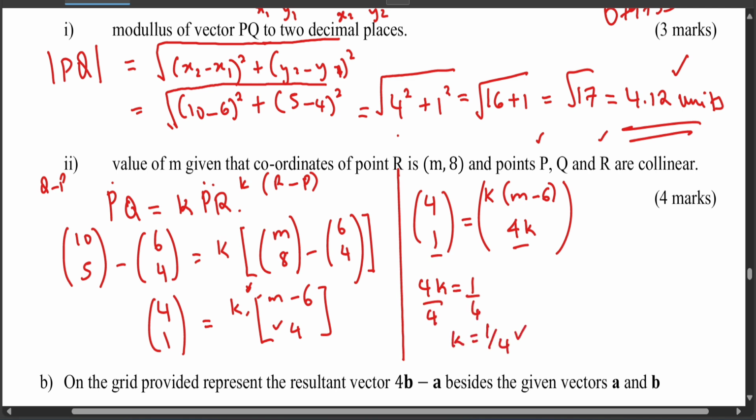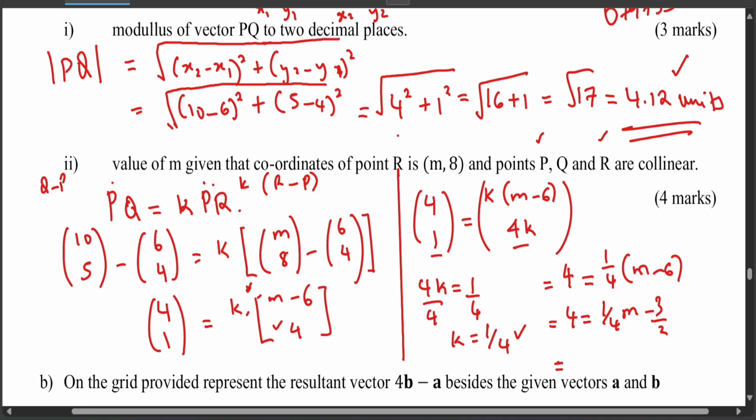Now we have already found our K. So just going back to that first axis, the x-axis, we say that 4 is equal to K times (M minus 6). But we now know our K, and our K is a quarter. So it's a quarter times (M minus 6). So 4 is equal to a quarter times M, which is a quarter M, and a quarter times negative 6 should give you negative 3 over 2.